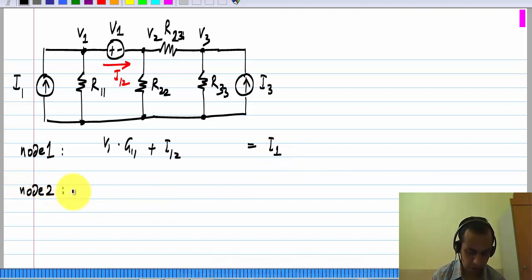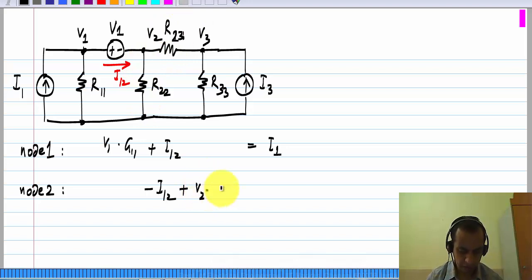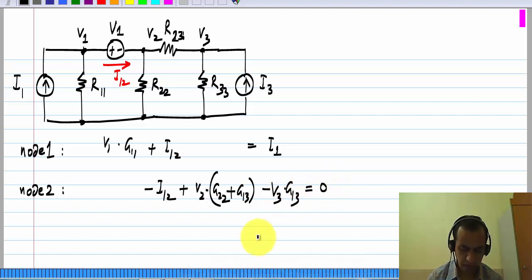For node 2 I would write minus I12 plus the current through R22, which is V2 times G22, plus the current through R13, which basically gives you V2 times G13 minus V3 times G13 equals 0. Okay.